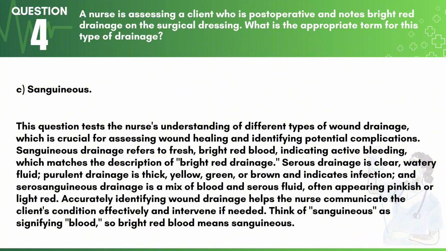purulent drainage is thick, yellow, green, or brown and indicates infection, and serosanguineous drainage is a mix of blood and serous fluid, often appearing pinkish or light red. Accurately identifying wound drainage helps the nurse communicate the client's condition effectively and intervene if needed. Think of sanguineous as signifying blood, so bright red blood means sanguineous.